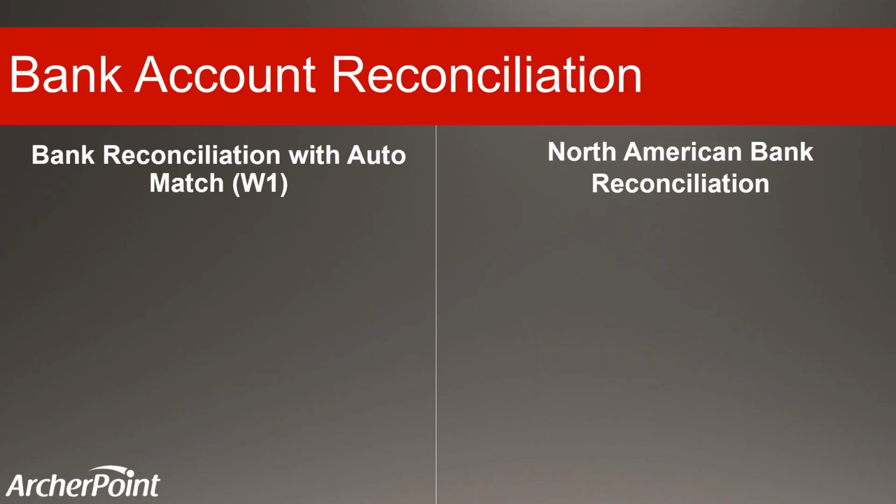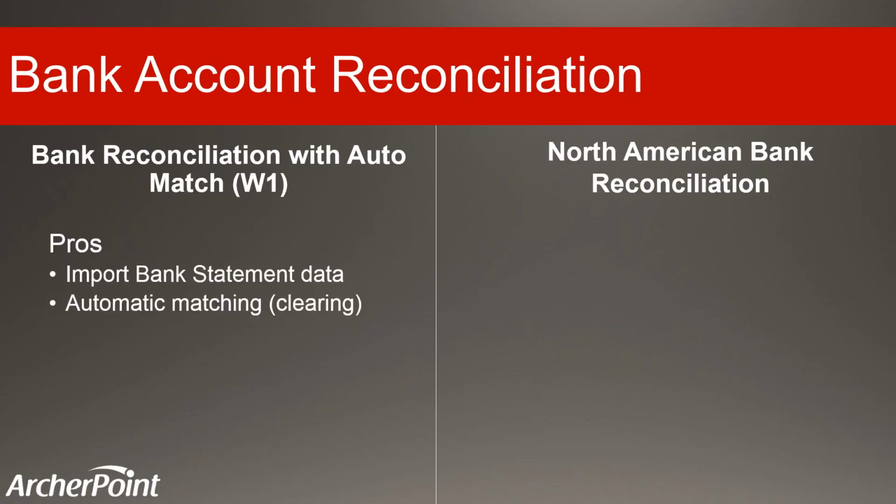All right, so let's take a look at what I feel are the pros and the cons between the two. We'll start with our bank reconciliation with Automatch, again, part of the worldwide functionality. Part of the benefits that come along with selecting this approach to your bank reconciliation is that we are able to import bank statement data from your bank. We'll take a look at some of the options you have surrounding that here in just a moment when we do the demonstration, but that is a pretty strong benefit, and you can directly import data from your bank.